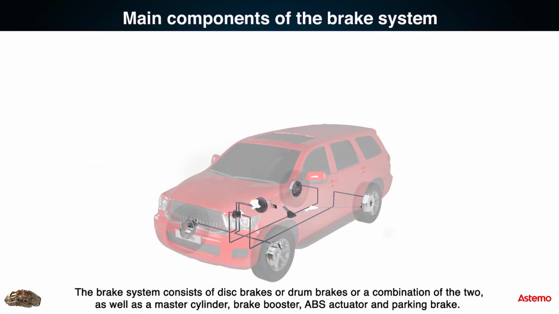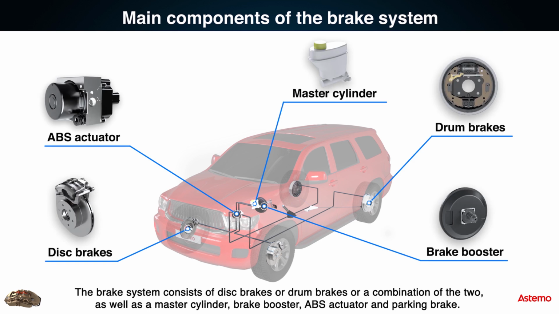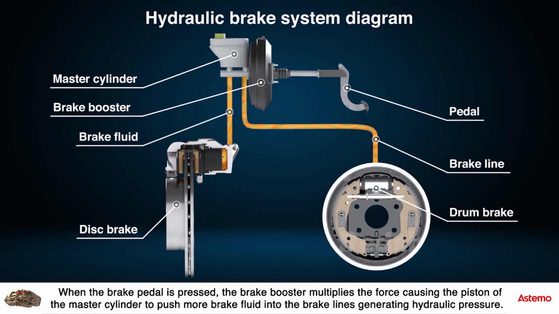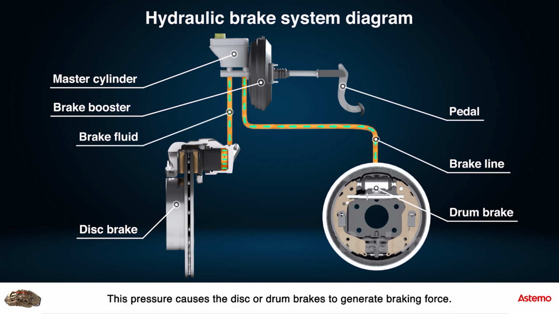The brake system consists of disc brakes or drum brakes or a combination of the two, as well as a master cylinder, brake booster, ABS actuator and parking brake. When the brake pedal is pressed, the brake booster multiplies the force, causing the piston of the master cylinder to push more brake fluid into the brake lines, generating hydraulic pressure. This pressure causes the disc or drum brakes to generate braking force.